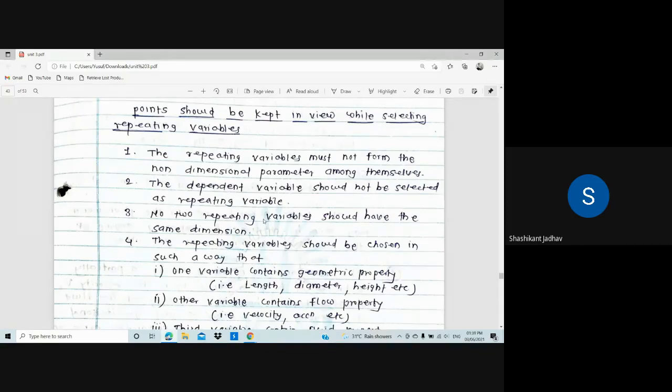Write down the second point: the dependent variable should not be selected as a repeating variable. Understood? The variable which is the dependent variable, you cannot select it again as a repeating variable.